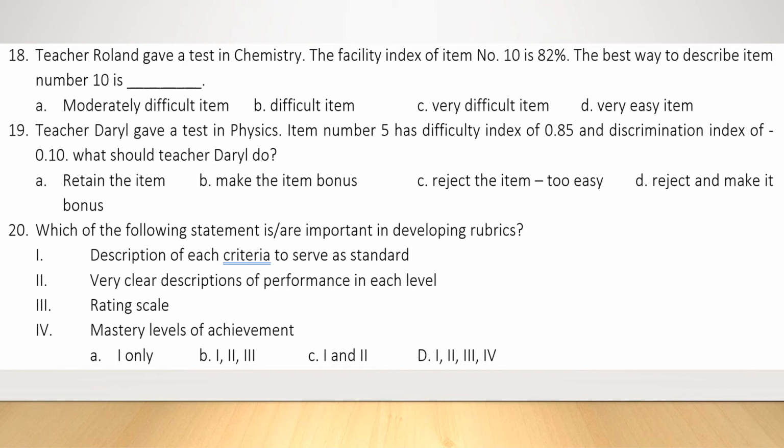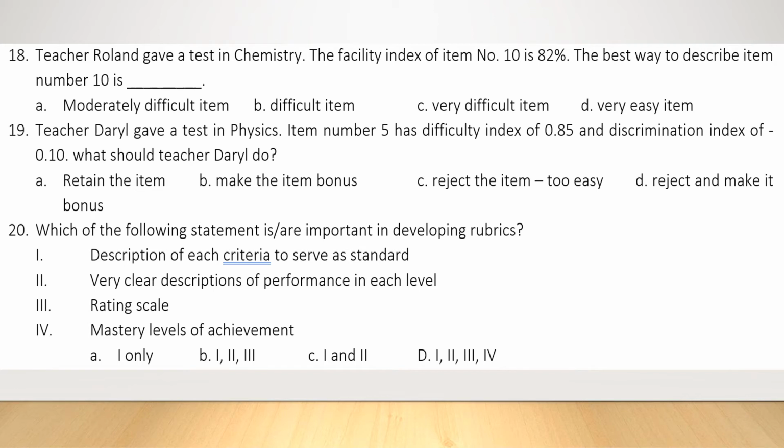Letter C. Letter C is the correct answer. Atong ibutang kuntahay na 100 ka tawo ni exam. 82 nila nakakuha ang test item. So meaning kana nga test item is very easy. Okay? Number 19.